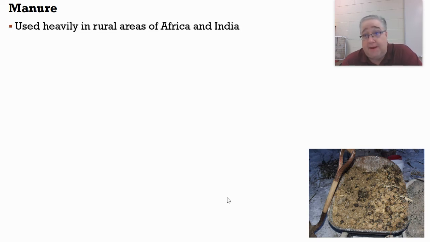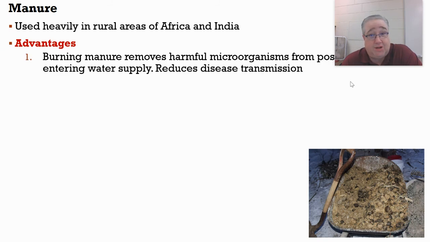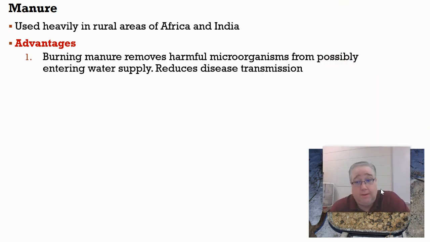Manure. Now, manure is basically animal poop, right? And believe it or not, it's actually used quite a bit in Africa and in India because wood is much more difficult to come by. If you've got people living, let's say, in a desert or in areas where there's no forested land, then they have to have a fuel source. So they actually end up burning animal manure because of this.